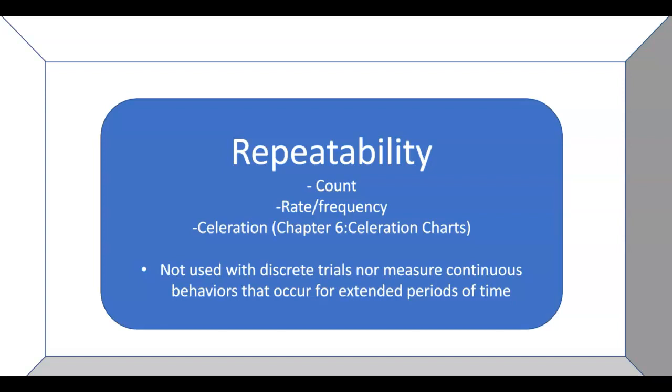Repeatability is not used with discrete trials, nor measure continuous behaviors that occur for extended periods of time. So repeatability or count or rate or acceleration are not used to measure behaviors that occur for extended time, such as running, flapping of the hands, clapping. We use duration when it comes to behaviors that don't have a discrete beginning and end.